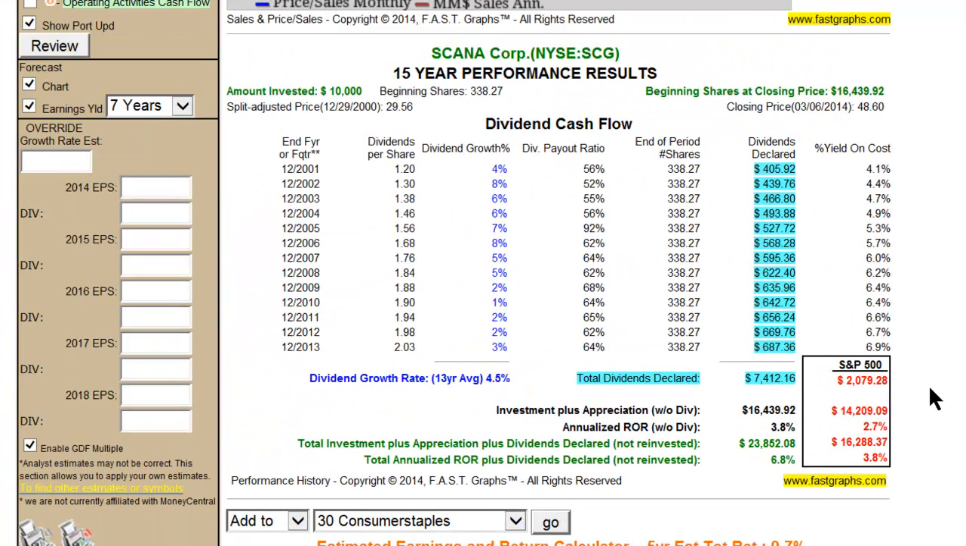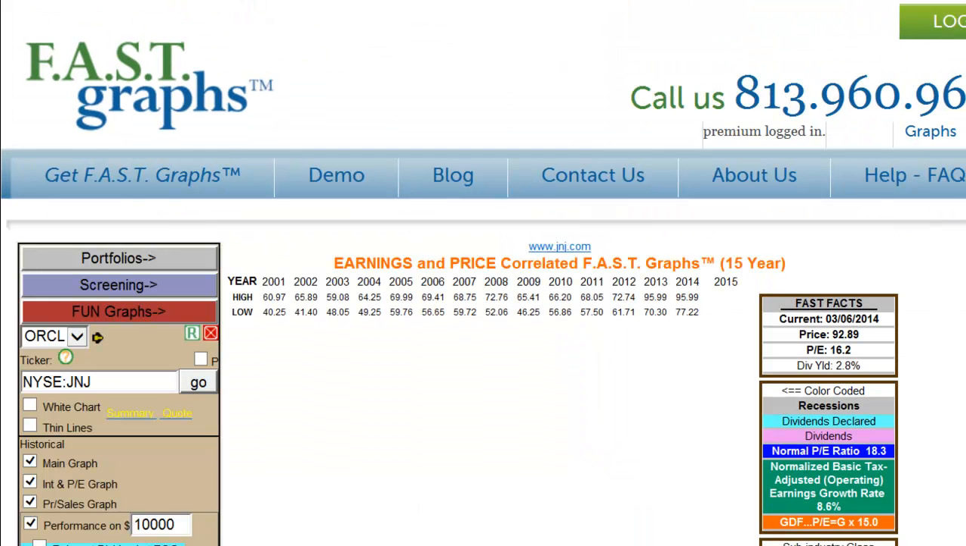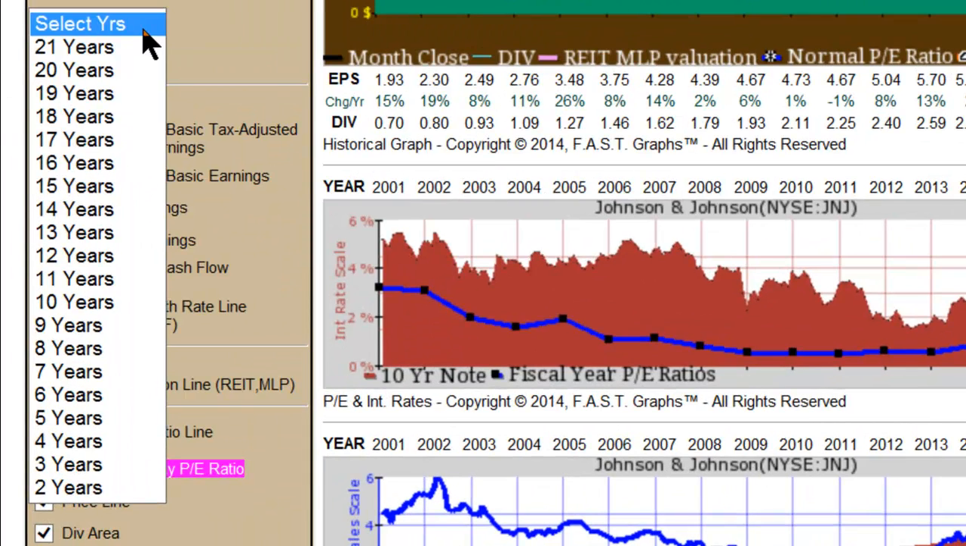Upon logging into the FAST Graphs research tool, all of these important boxes are pre-checked so that all the user needs to do is type in the stock symbol and then click the Go button to draw a complete FAST graph. The box marked Select Years has a drop-down that allows the user to draw historical FAST graphs for a period of time as short as 2 years, sequentially all the way out to 20 years.